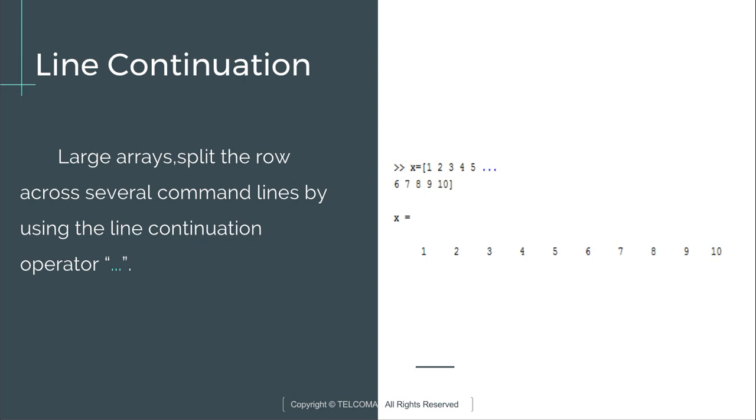Next is line continuation. In case of large arrays, just split the row across several command lines by using the line continuation operator, three dots. Just type 3 dots and press enter. Like x equals, I just want to assign some values to x, 1, 2, 3, 4, 5. And if it is a larger array, then I will just write three dots at the end of the line and press enter. Then the next line will start from the point where you left.